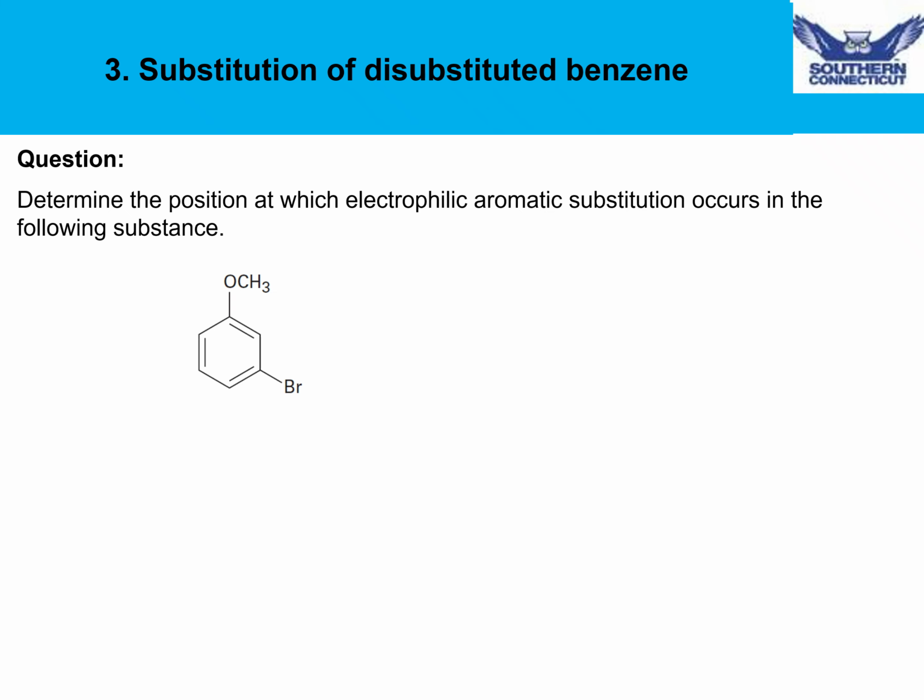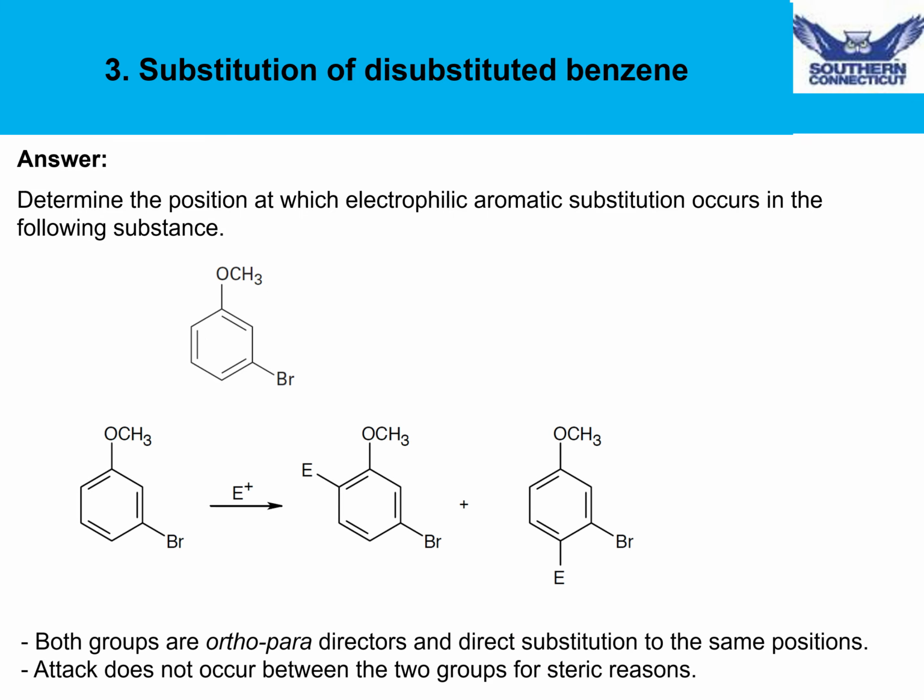Here's an example where we have a meta-substituted compound with bromine and a methoxy group, and we want to predict the product from electrophilic aromatic substitution of this compound. If we try to do electrophilic aromatic substitution on this meta-substituted benzene compound, the electrophile should add ortho and para to the methoxy group, which is a stronger activator than the bromine. So the electrophile should end up ortho or para to the methoxy group.